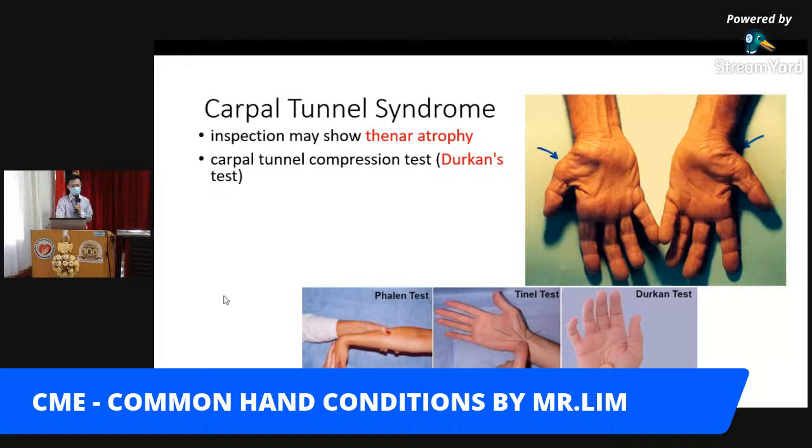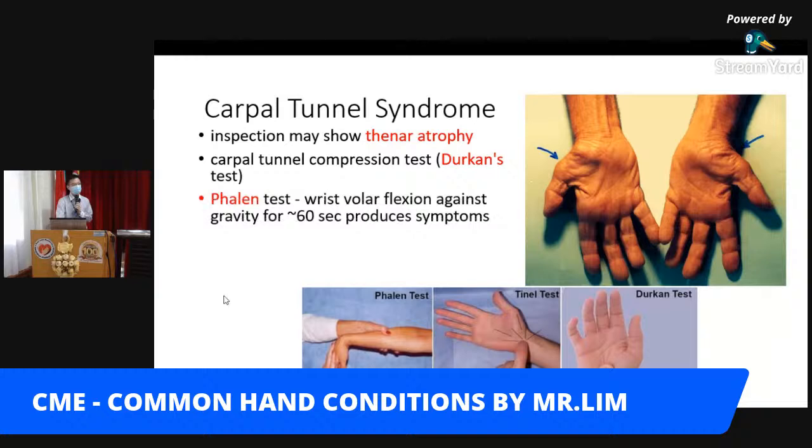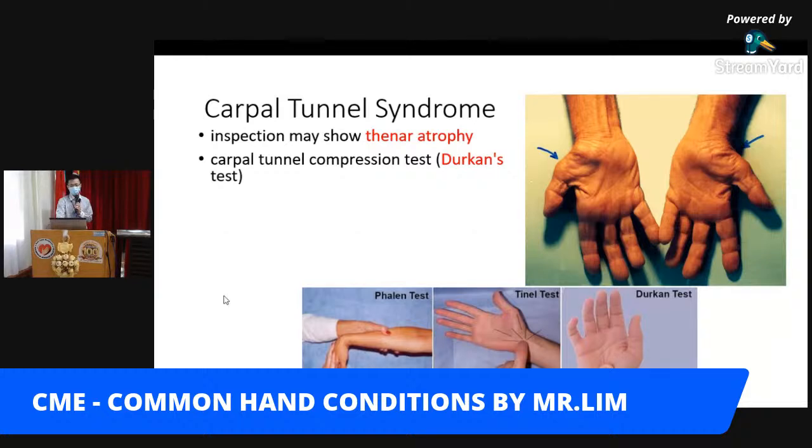Carpal tunnel syndrome is a clinical diagnosis. We perform a few tests to confirm it. The most sensitive is Durkan's, the carpal tunnel compression test. We compress it for some time, and the patient will tell you the numbness reappears.